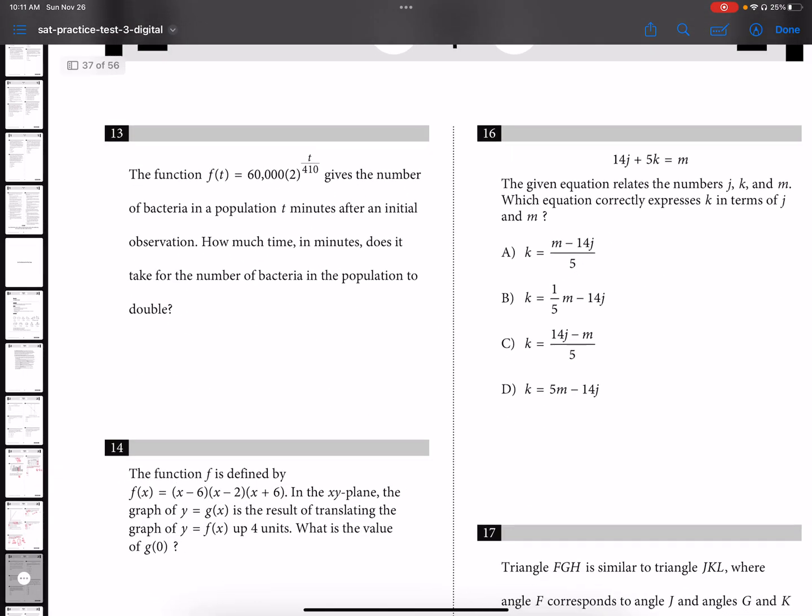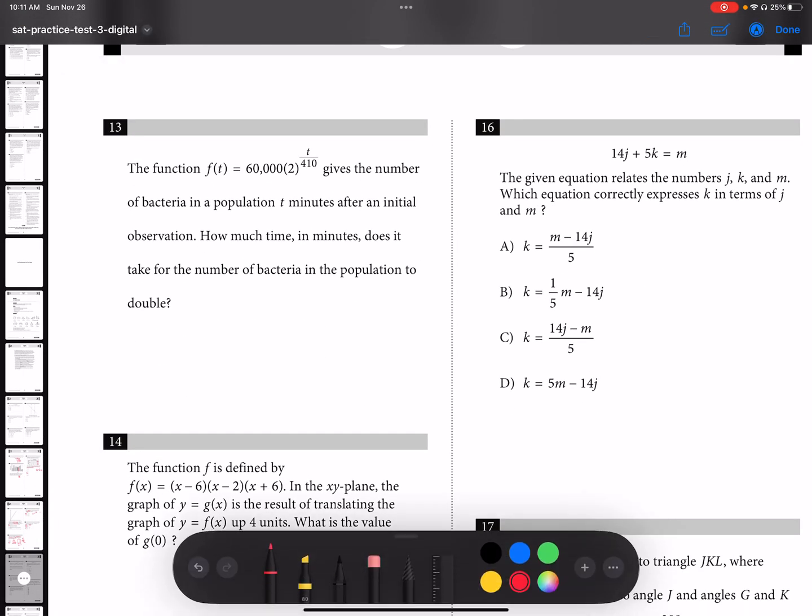Alright. Number 13, a function f of t is given. So how much time in minutes does it take for the number of bacteria in the population to double? So in order for it to double, we'd have to first keep this part of the expression in mind. And when we use this, in order for it to double, the exponent will increase by 1 when t increases by 410. So that means that the time in minutes it takes for it to double is 410, because this would become 1, we'd have 2, and you just multiply it doubles, so your answer would be 410.